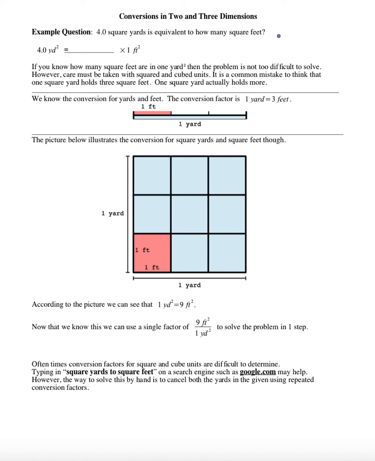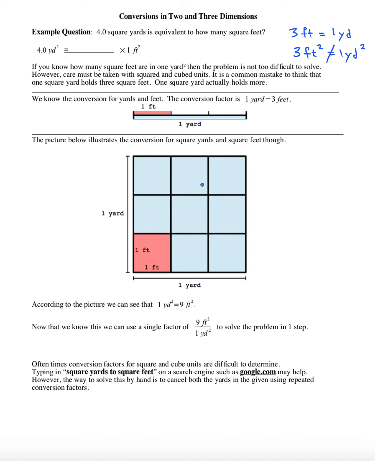Now, we do know that 3 feet equals a yard. But would it be true that 3 square feet equals a square yard? The picture below will demonstrate that actually this is not true. And let's look at why.